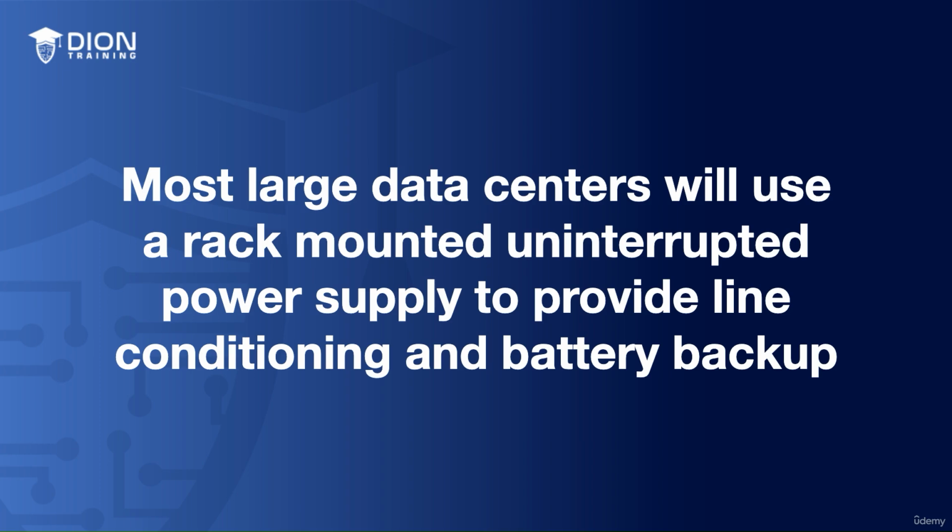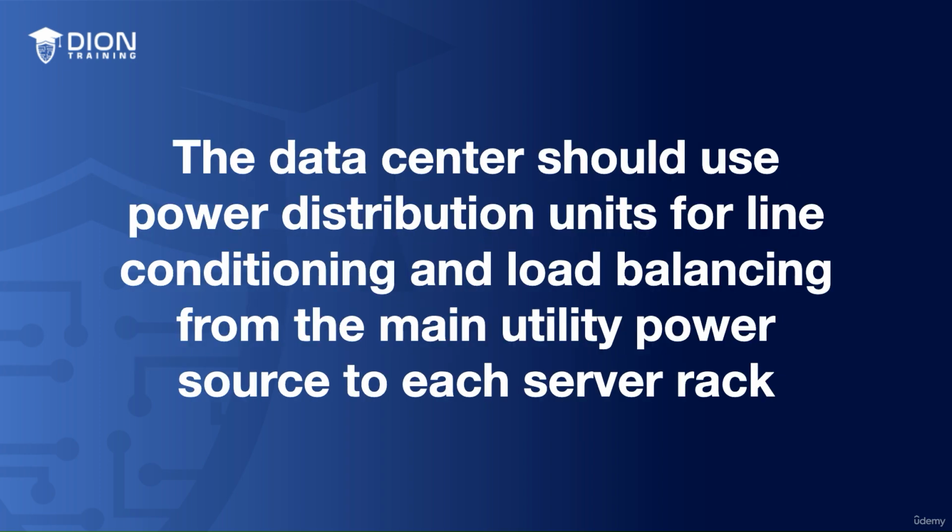These batteries are usually going to be sufficient to maintain the power load for all of the servers in a given rack for about 10 to 15 minutes. Your data center should also use power distribution units to perform line conditioning and load balancing to each server rack from your main utility power source, and in the case of a power loss event, the power distribution centers can also receive their power from backup generators if your grid power is lost or unavailable. These generators usually take about 30 to 60 seconds to start up, and then once they come up to speed, they'll be ready to start carrying the power load that you need to your power distribution centers.